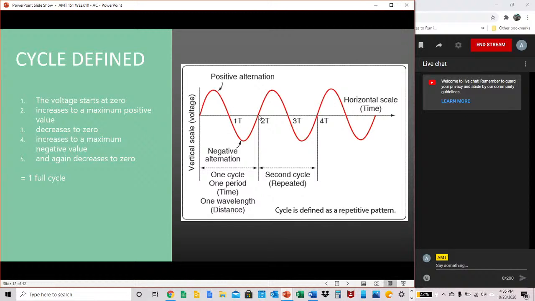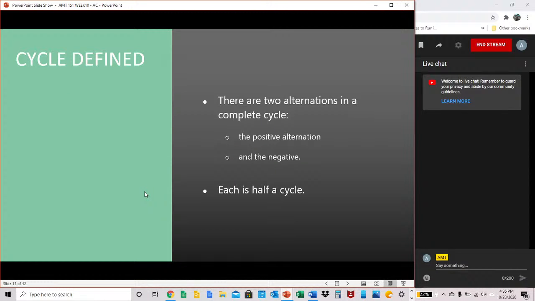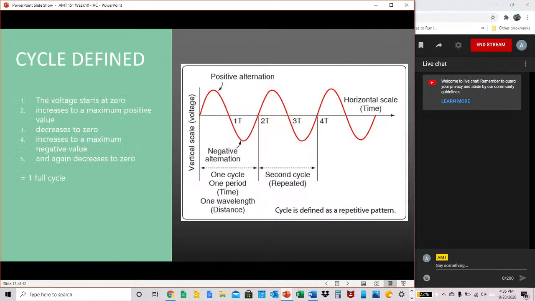And then this cycle continues multiple times. So like here we have our second cycle. There are two alternations in a complete cycle. We have the positive alternation and the negative. Each of these is half of a cycle. So going back to our image, this 0 point is only half of our cycle. We have our positive alternation. So both of these make up a full cycle.